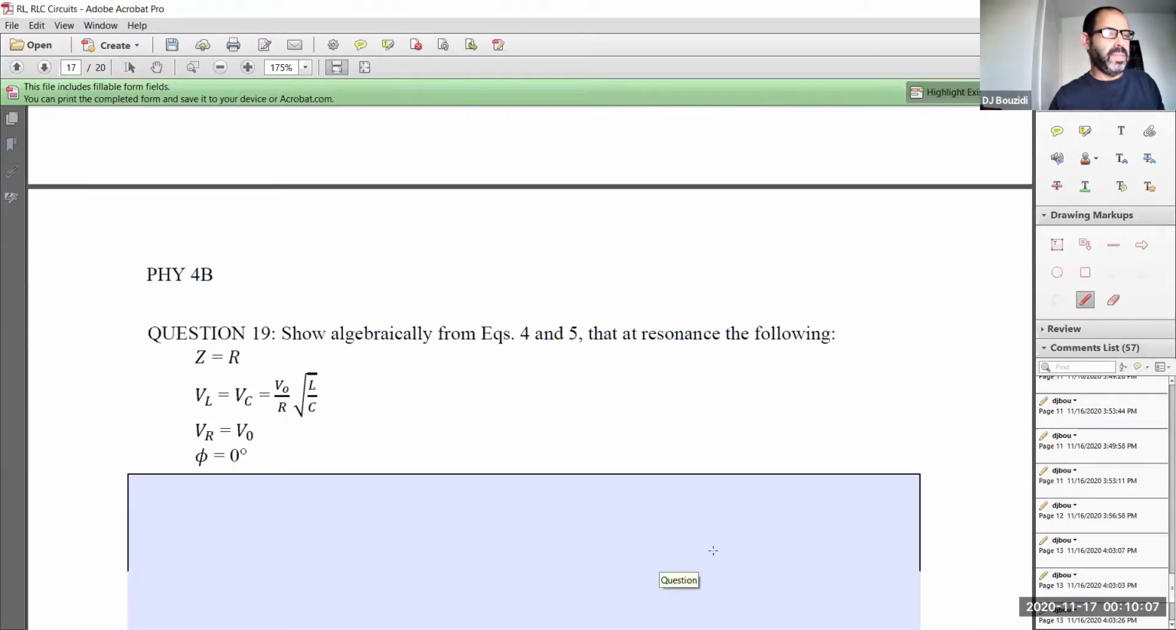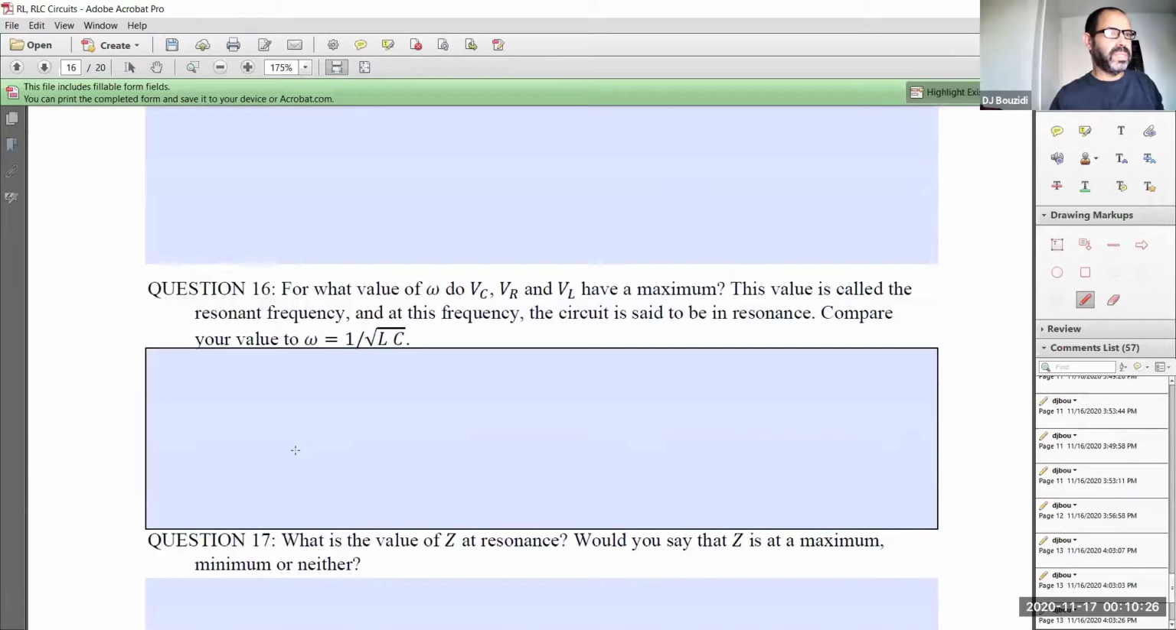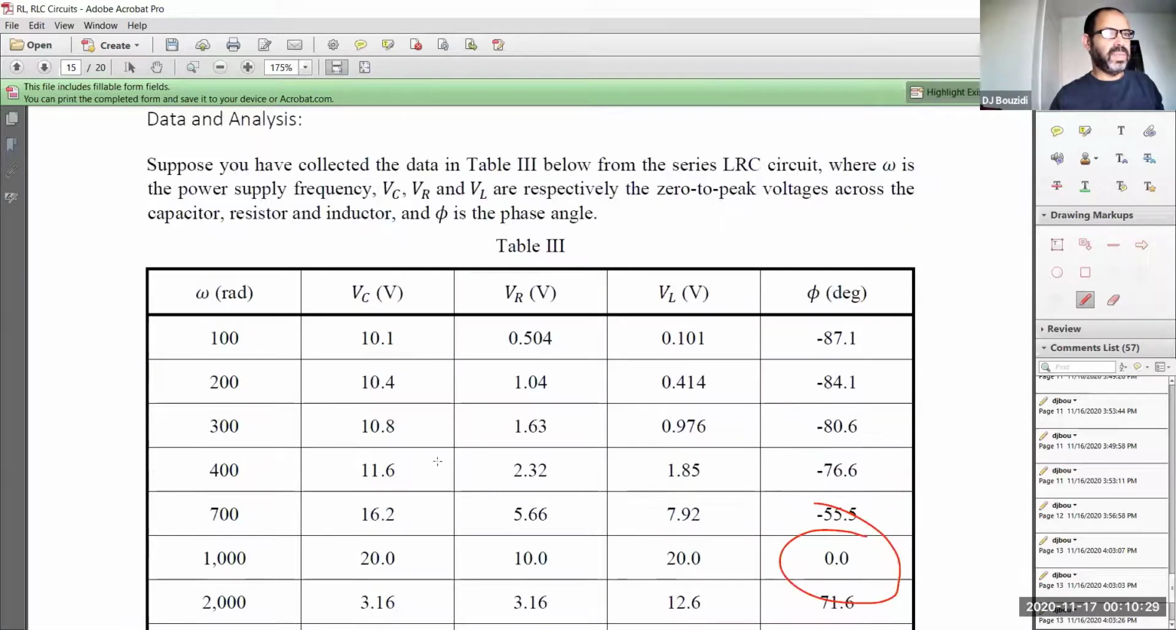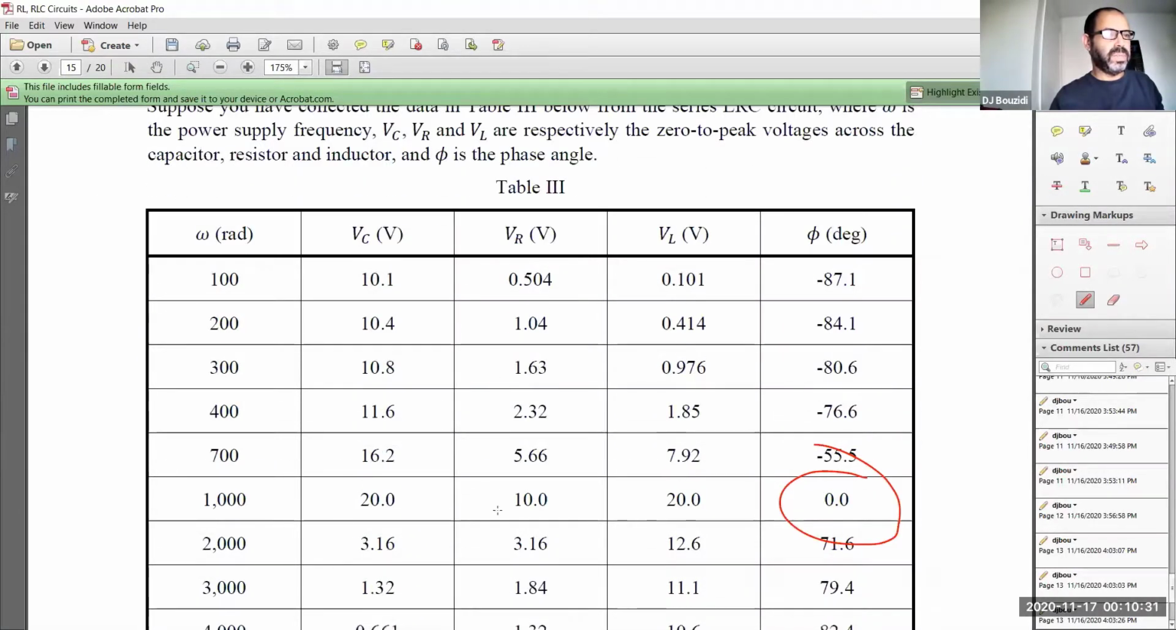Show algebraically from equations 4 and 5 the resonance frequency. So basically now you're going to go to the algebra and do the stuff I was telling you, okay? Z is equal to R, VL and VC are equal to one another, and they're equal to this quantity, and VR is equal to V naught. So that's basically how much things are in here. So VR should be V naught, and the other two voltages should be the same.